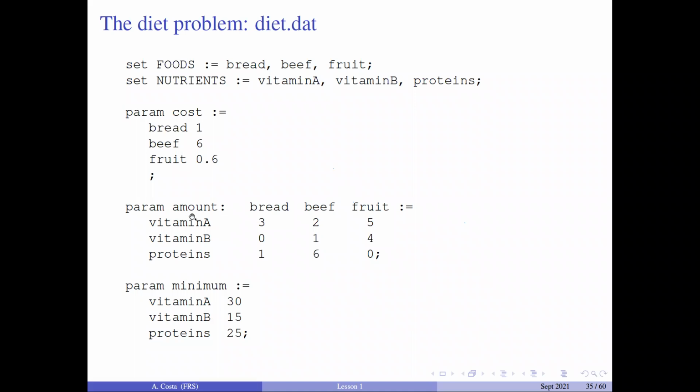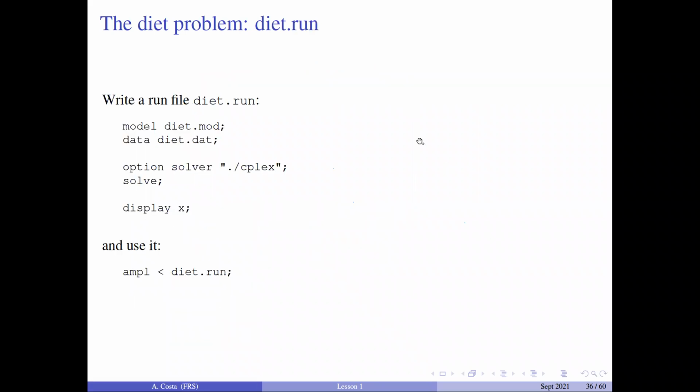So we write the name of the parameter that was amount. Then here we write the names of the rows, and here the names of the columns, and here the numbers. So here it means that 1 unit of bread will have 3 units of vitamin A. 1 unit of bread will have 0 units of vitamin B. It's like a matrix kind of form. And then the minimum requirement for vitamin A, we need 30 units, 15 for B, and 25 for proteins.